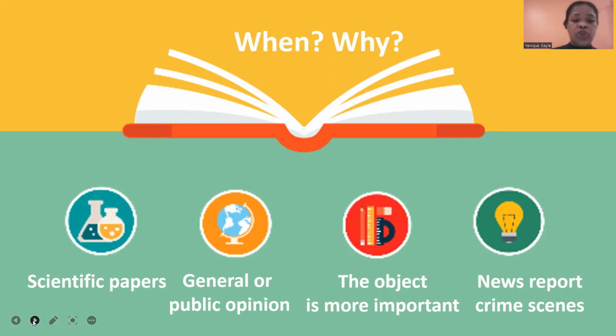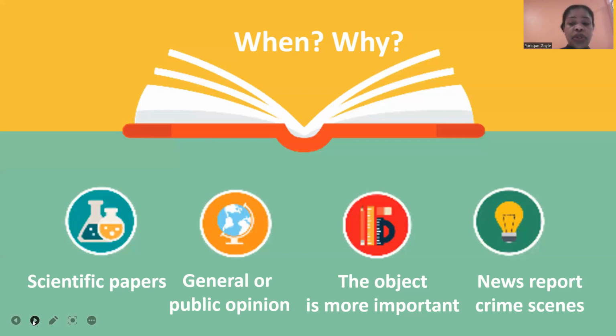It's not a proper noun. So for public opinions, we're going to use the passive voice as well. So we remove whoever is the subject or whoever is doing the action. We remove them from the sentence completely. We also use the passive voice when the object is more important, okay, than whoever is doing the action, okay?